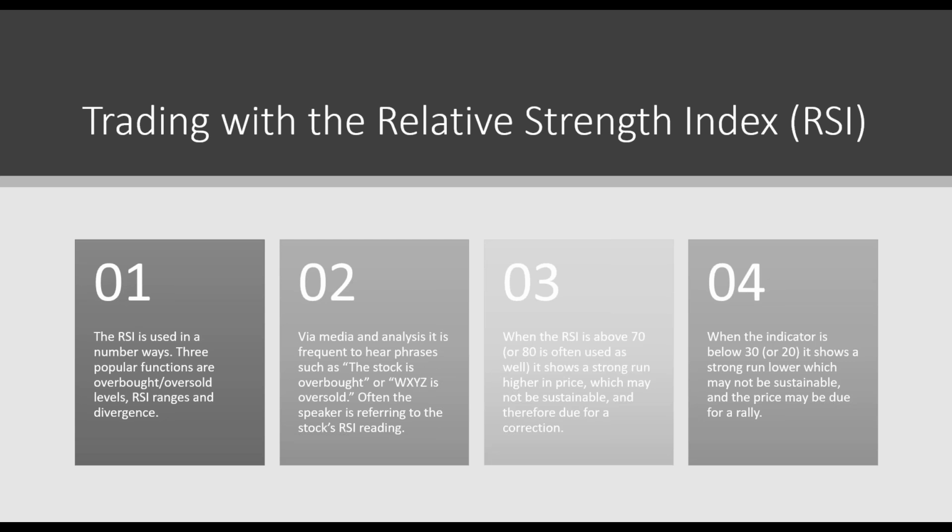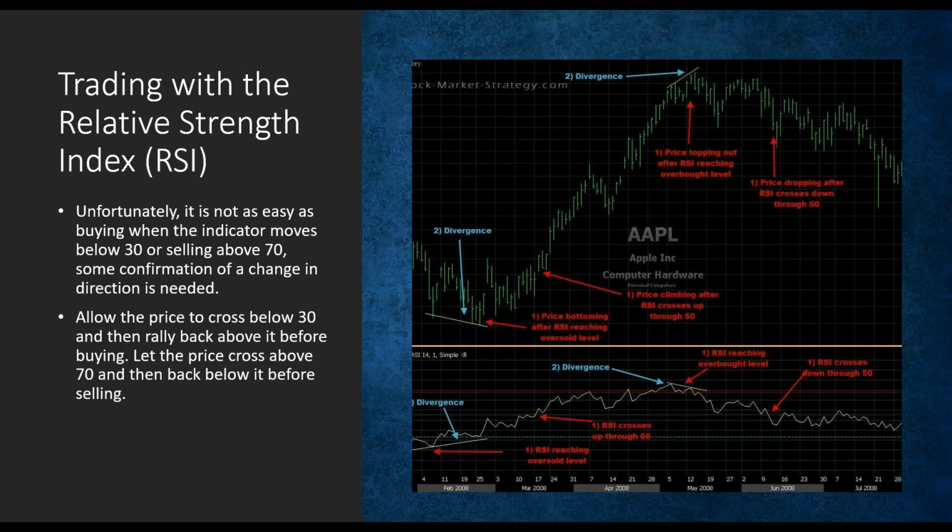Now, a lot of times you'll hear in the headlines and news that a stock is overbought or XYZ is oversold. Often the speaker is referring to the stock's RSI reading. When the RSI is above 70, it shows a strong run higher in prices, which may not be sustainable and therefore due for a correction. This is overbought and oversold, what we're talking about. When the indicator is below 30, we've got the opposite.